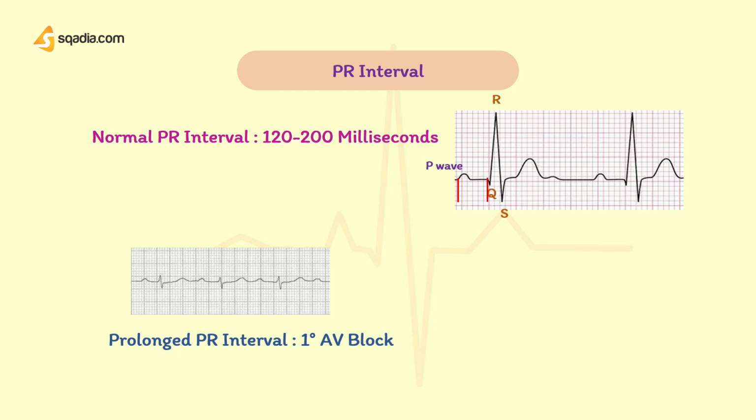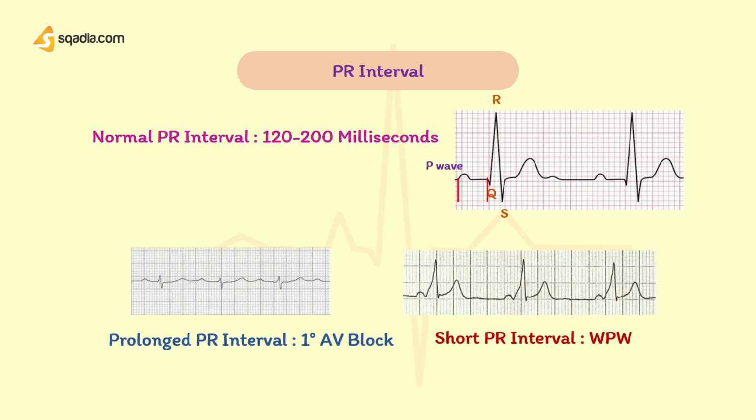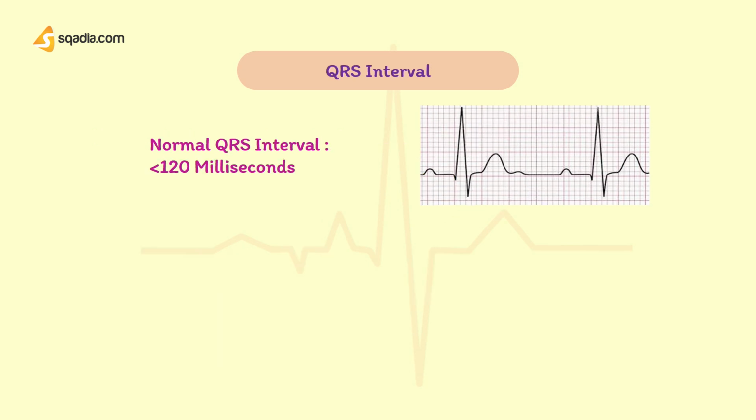A prolonged PR interval may indicate first-degree AV block. A short PR interval may indicate Wolff-Parkinson-White or WPW syndrome, which is a congenital condition caused by an extra electrical pathway. Next, we have the QRS interval, which is the ventricular depolarization.